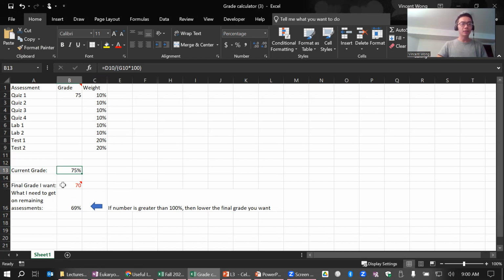You can also key in the final grade that you want. Let's say you want a 70 in the final grade for the course, then it tells you what you need to get in the remaining assessments. Do you understand? So your current grade is 75. If you want a 70 in the end, you will need to get an average of 69 on everything else in the course. Okay, so like quiz 2, quiz 3, quiz 4, so on and so forth. Everything else needs to be 69. Do you guys understand?